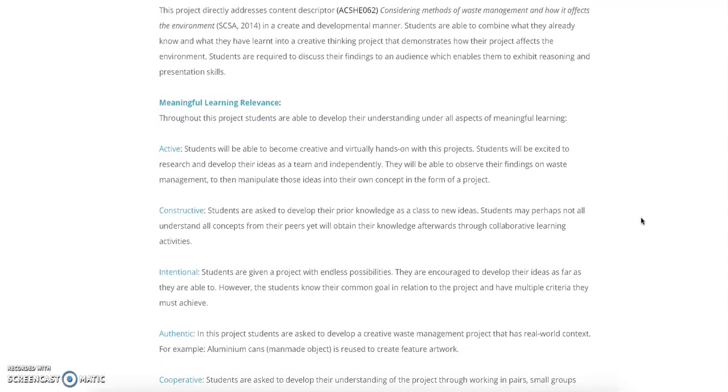Constructive. Students are asked to develop their prior knowledge as a class to new ideas. Students may perhaps not all understand all concepts from their peers, yet will obtain their knowledge afterwards through collaborative learning activities.